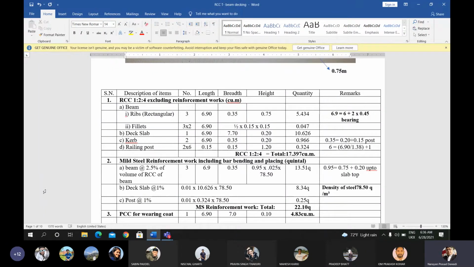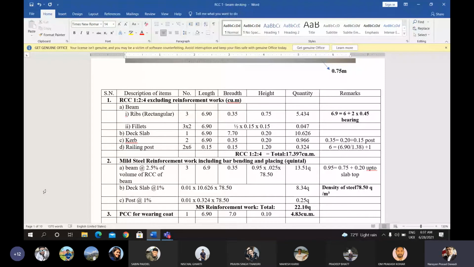The length of each beam is 6.9 meter, the width of the beam is 0.35, and the height of the beam has to be calculated. Okay, the height of the beam is calculated as 0.95 here, because 0.75 is the height below the slab, and up to the slab top the height of 20 centimeter is added, so its value will be 0.95. So 3 into 6.9 into 0.35 into 0.95 will be the volume of the beam.